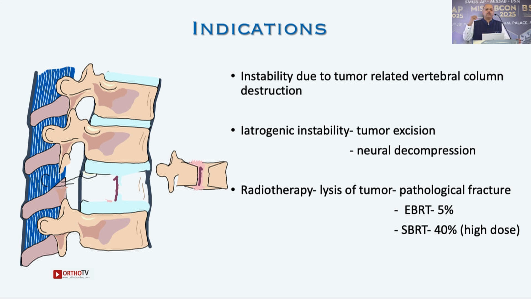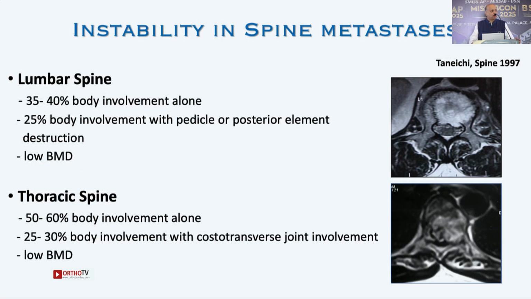However, when you give stereotactic radiotherapy, it's a high dose single fraction tumor radiotherapy. So the lysis of the tumor is very acute. The vertebral body doesn't get a chance to reform, and therefore the incidence of pathological fractures is fairly high. Now the first question is, how do we decide whether this is an unstable fracture or not?